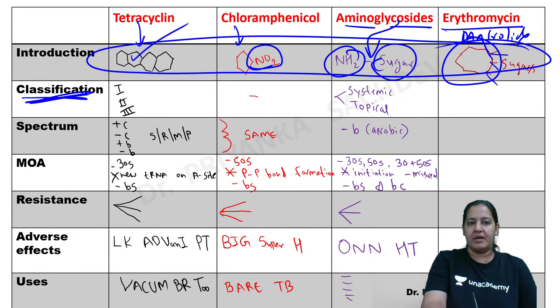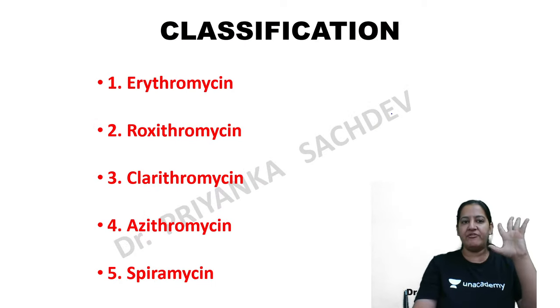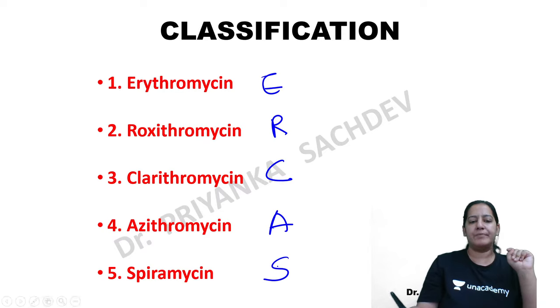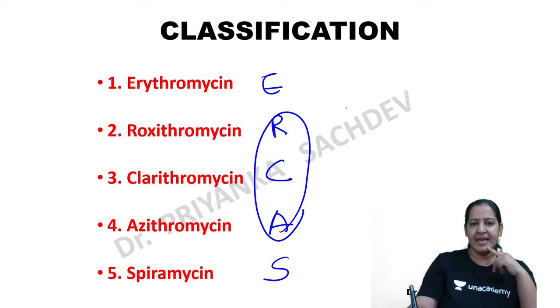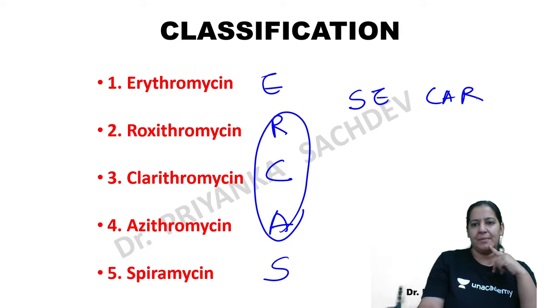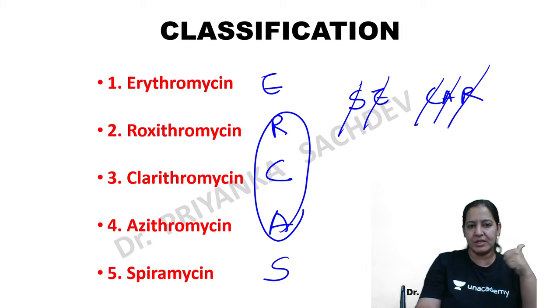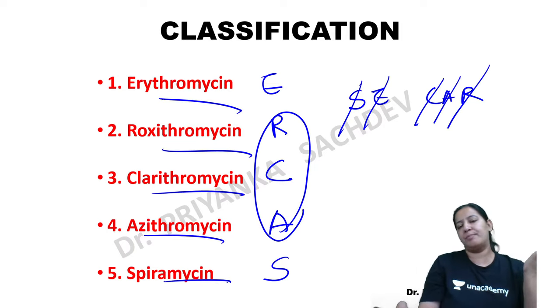Coming on to classification. In erythromycin, five drugs are there: erythromycin, roxithromycin, clarithromycin, azithromycin, spiramycin. So can we make a mnemonic? Or you can make some other one. So they are 5 in number. It is spiramycin, erythromycin, clarithromycin, azithromycin, roxithromycin. So everything is thromycin except spiramycin.